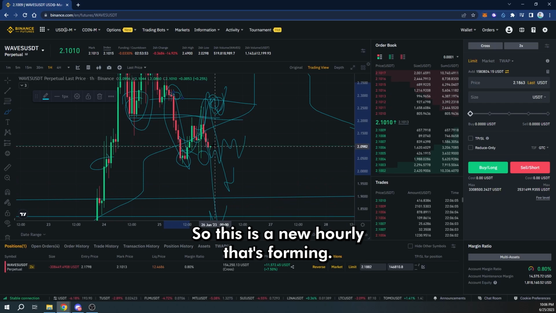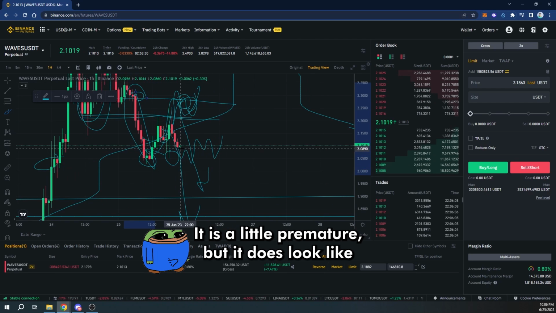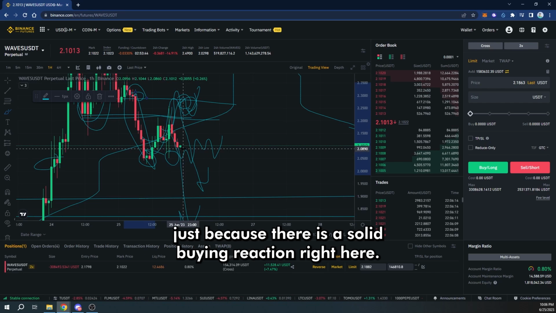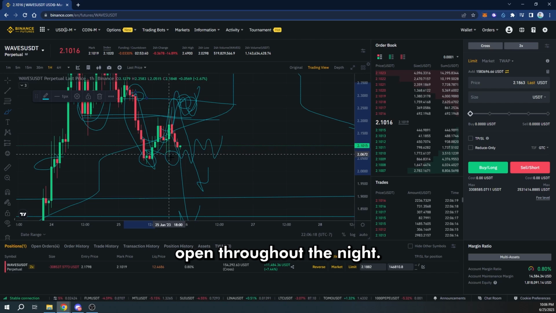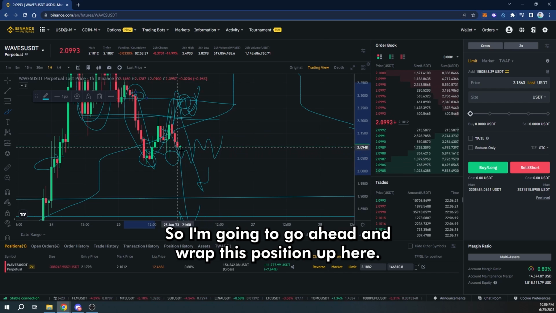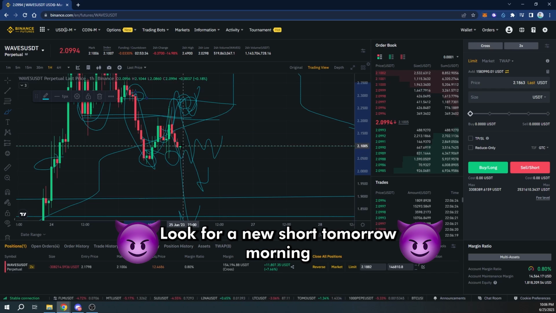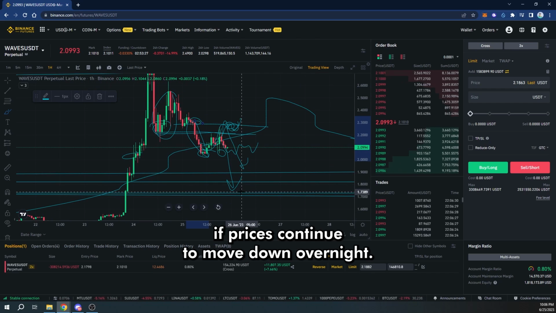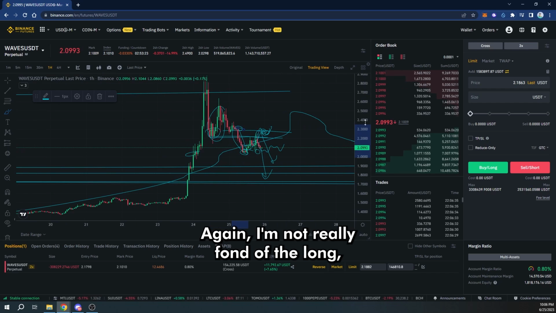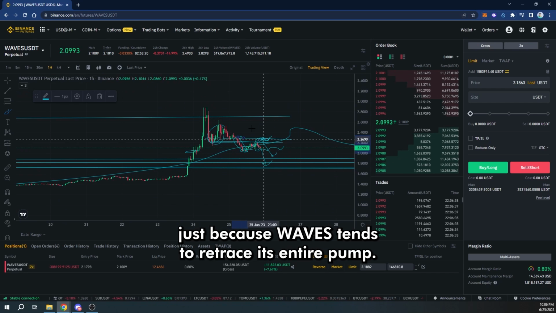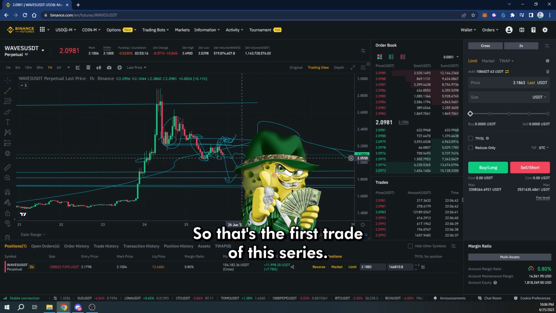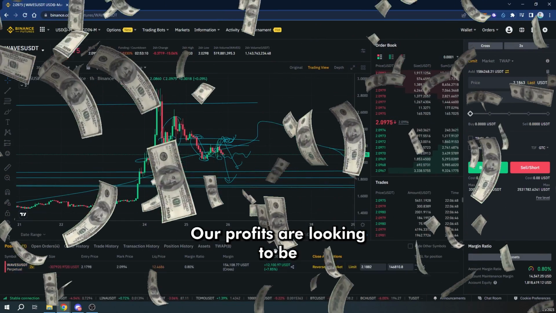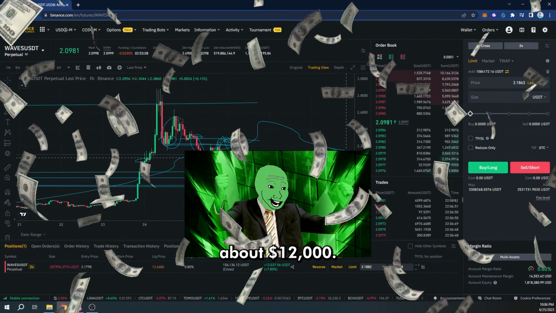Alright, so this is the new hourly that's forming. It is a little premature, but it does look like price wants to bounce from here, just because there is a solid buying reaction right here. Again, I don't like to keep positions open throughout the night, so I'm gonna go ahead and wrap this position up here, look for a new short tomorrow morning, or potentially even look for a long if prices continue to move down overnight. Again, I'm not really fond of the long, just because waves tends to retrace its entire pump, but there we have it. So that's the first trade of this series. I'm gonna go ahead and close this one out. Our profits are looking to be about $12,000.